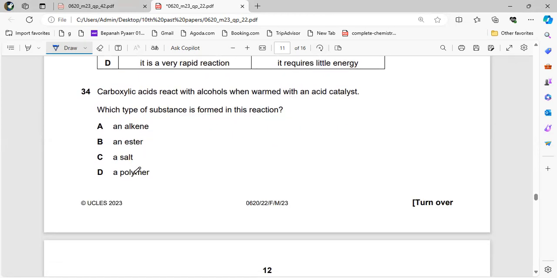Carboxylic acid reacts with alcohols when warmed with an acid catalyst. Which type of substance is formed in this reaction? Now, when carboxylic acids react with alcohol, they always form ester.